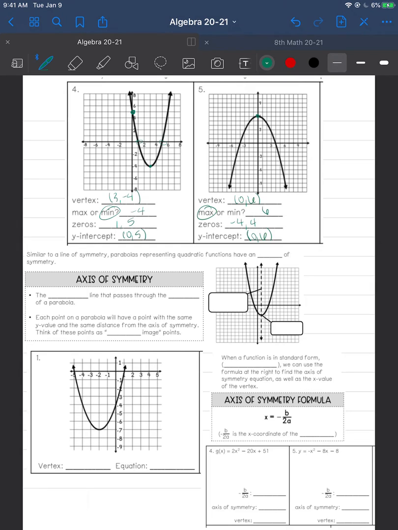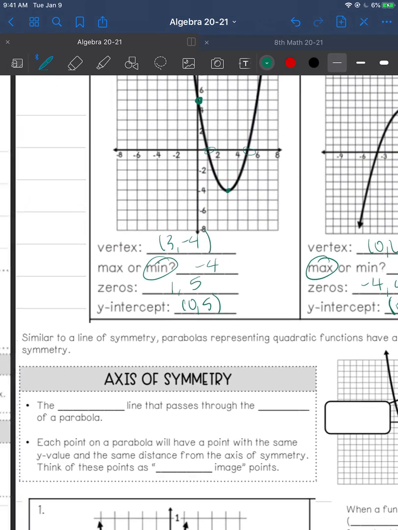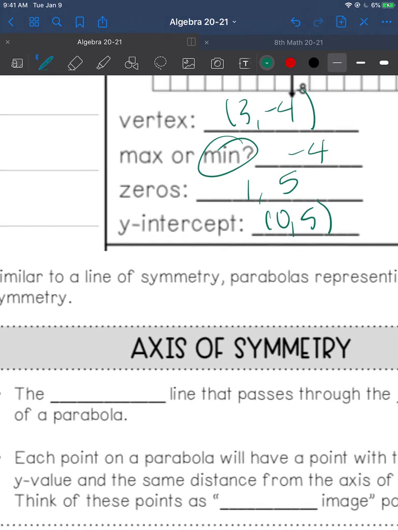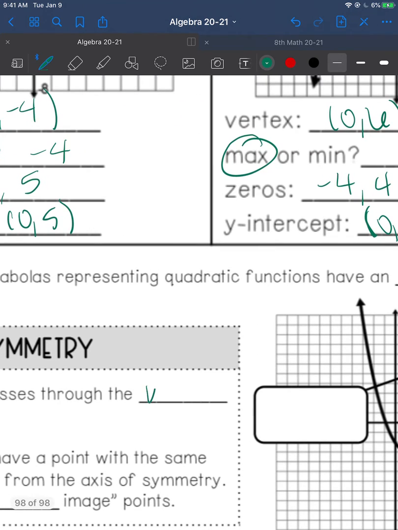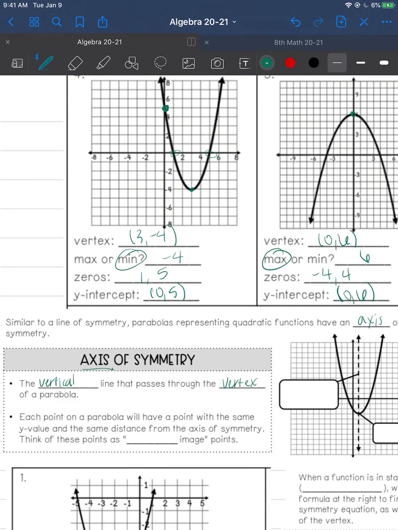So there's one more part that I want to talk about as the attribute of a quadratic, and that is the line of symmetry for a parabola. It's called an axis of symmetry here. It's pretty much the same thing as a line of symmetry. It's the vertical line that passes through the vertex. So that's the important part. It's vertical and passes through the vertex of the parabola.